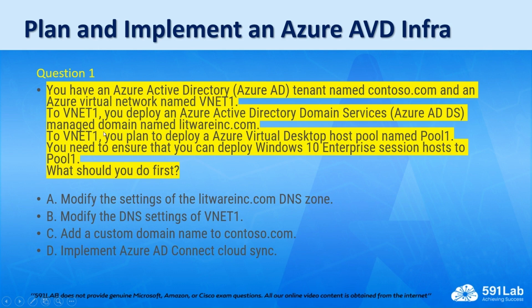Authorization needs to happen, in that it needs to resolve its domain name or do a domain join by having line of sight to the Azure Active Directory Domain Services. The best way for them to have a line of sight to the Azure Active Directory Domain Services is implementing the IP address of the Azure Active Directory Domain Services in the DNS section of VNet 1. So the answer here will be: modify the DNS settings of VNet 1, as we've seen.